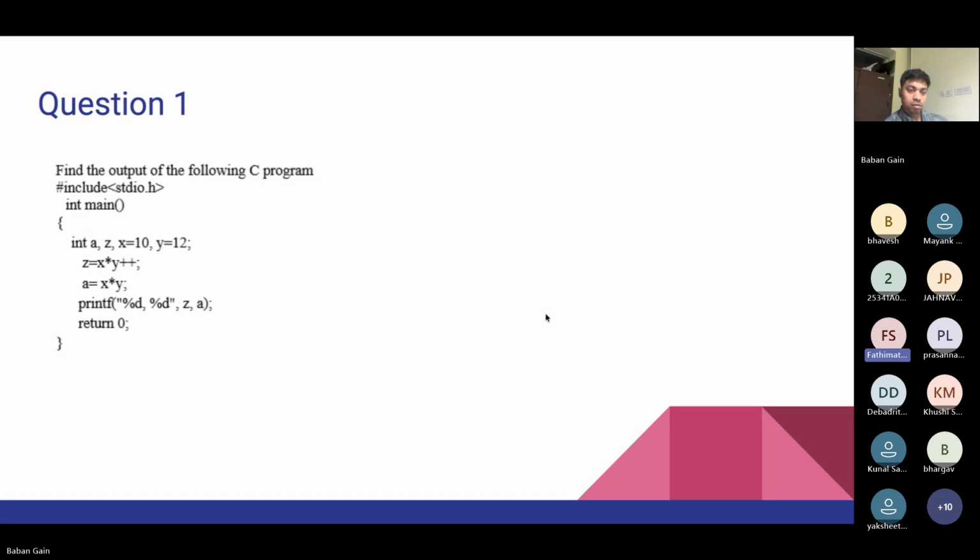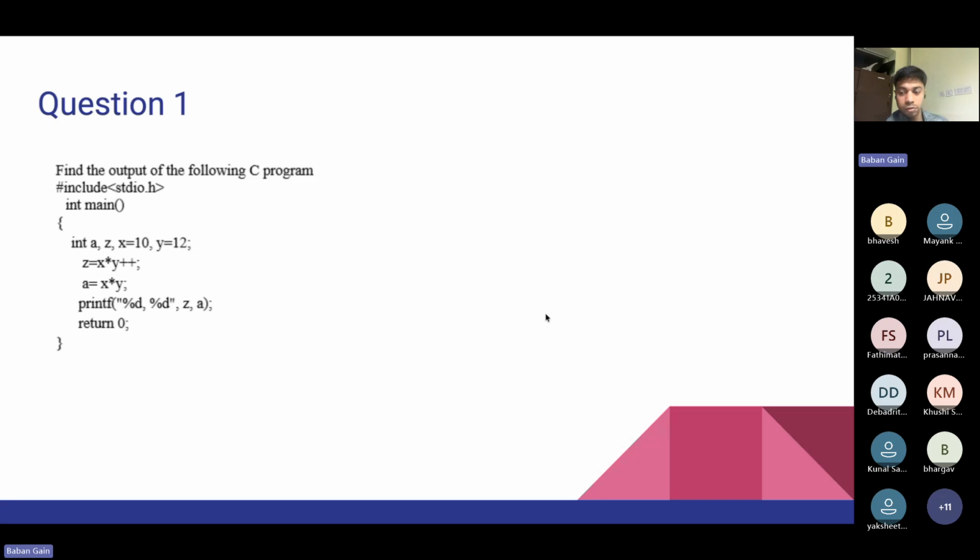As Z is equal to X into Y plus plus, here the value of Y equal to 12 is used for the calculation and Y is getting increased because of the post increment operator, and Y becomes 13. So A equal to X into Y, 10 into 13, A equal to 130, and Z equal to 10 into 12, Z equal to 120.